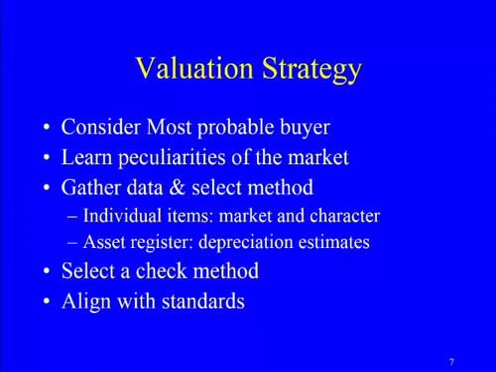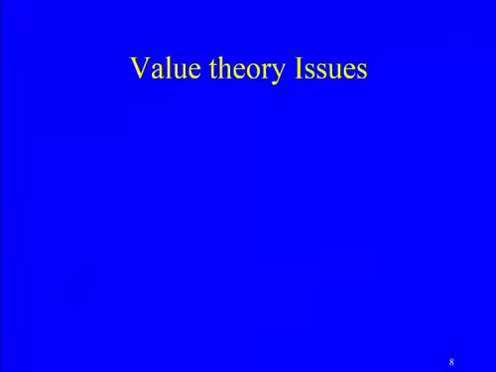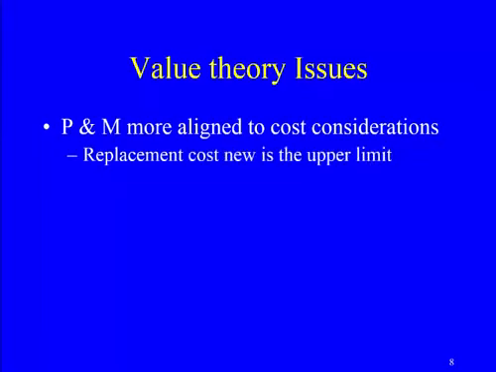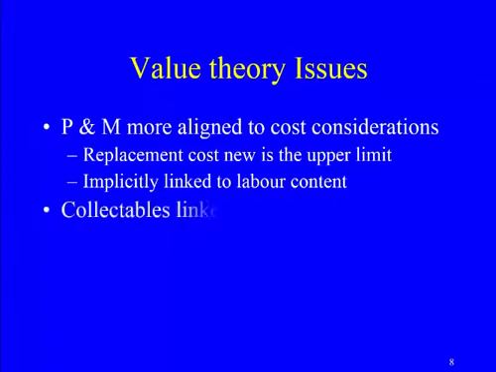After you've done all these things, you can select your check method or a secondary method. In all cases, your valuation strategy should align with the established standards, especially the IVS standard, but also the API has an Australian standard for plant and machinery. We've already suggested that plant and machinery is more aligned to cost considerations. What that means is the replacement cost new is the natural upper limit.